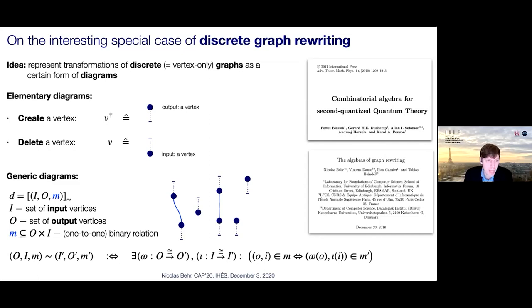And then the second piece of information in the diagram is how some of these outputs, some of these creations, are then wired into inputs of some of the deletions. So more mathematically speaking, I'm giving two sets of input and output vertices, and a relation between them, which should be one-to-one. And again, I'm only considering essentially isomorphism classes of these types of diagrams. So more concretely, I'm looking at equivalence classes under joint permutations of the vertex sets, which preserve the incidence structure with this relation. Okay, so these are the diagrams.